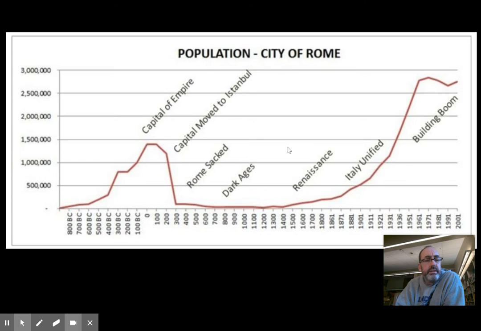The way that they sacked Rome was they took down the aqueducts. Removing the aqueducts made the city unlivable because your toilets didn't flush anymore. And so it became a sick, disgusting place to live. But you can see that rapid decline in population. It isn't until modern times that Rome actually becomes a big city again.